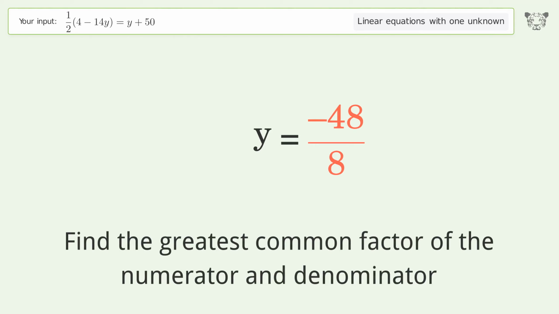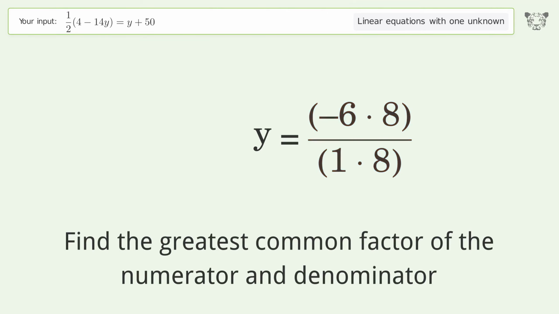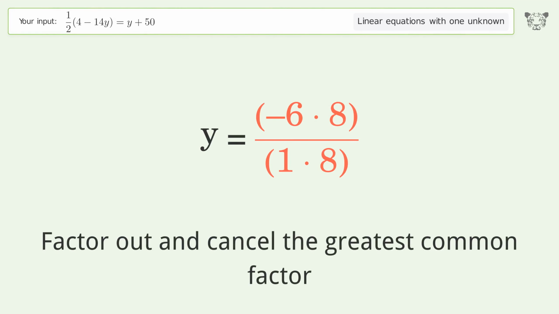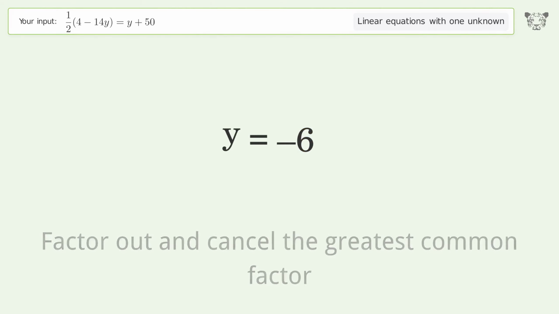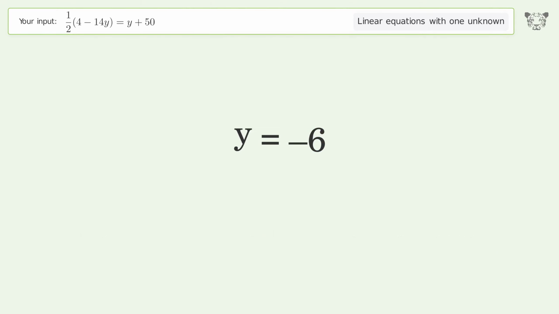Find the greatest common factor of the numerator and denominator. Factor out and cancel the greatest common factor. And so the final result is y equals -6.